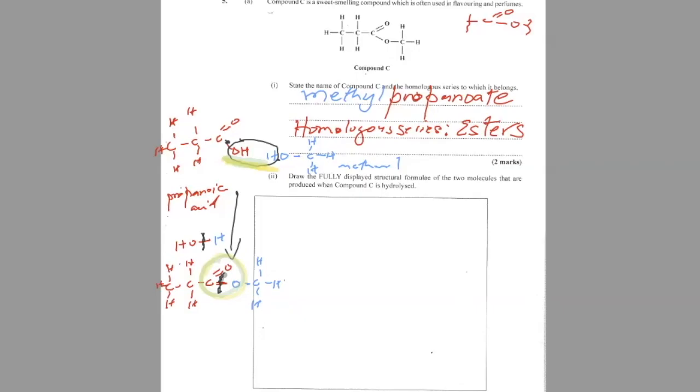So what we would really end up with is CH3 CH2 CO, that's C double bond O, then OH. That's the acid. And we would also have CH3 OH. So that's the fully displayed structural formulae of the two molecules that are produced when C is hydrolyzed.